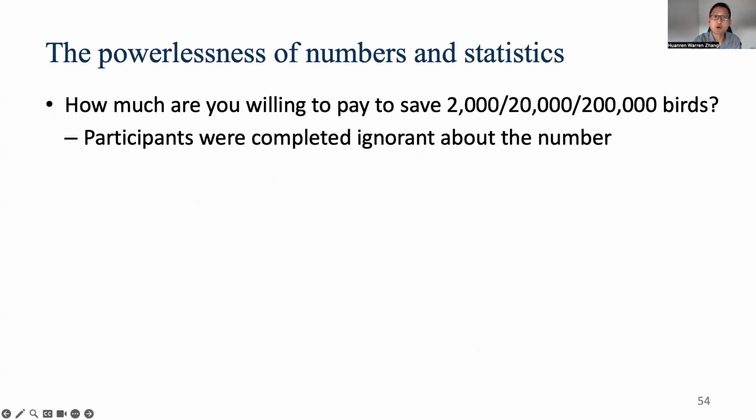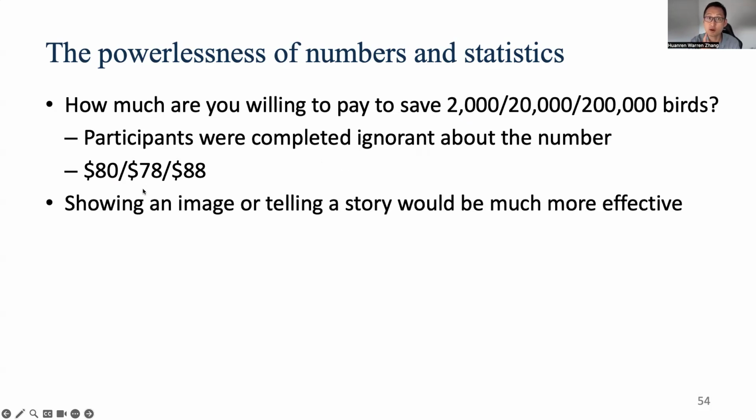To demonstrate the power of numbers and statistics, let me give you one example. In this survey, people were asked how much they're willing to pay to save 2,000 birds, 20,000 birds, and 200,000 birds. Participants were completely insensitive to the number. As it turns out, if you see the average money they are willing to contribute, even though the third number is 100 times more than the first number, there's no significant difference. They are almost the same.